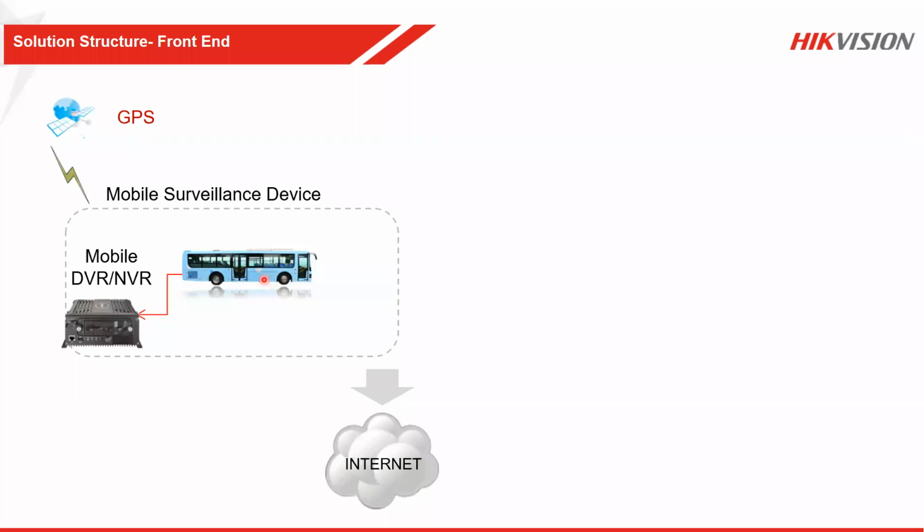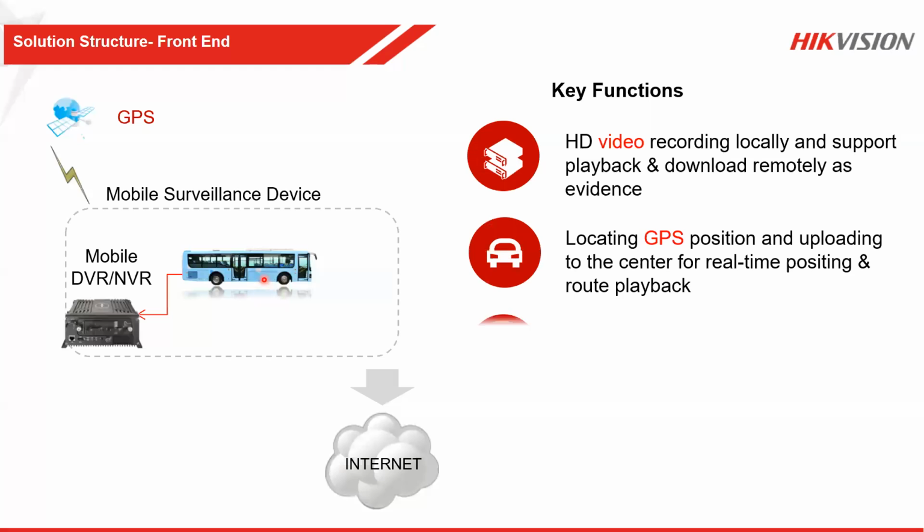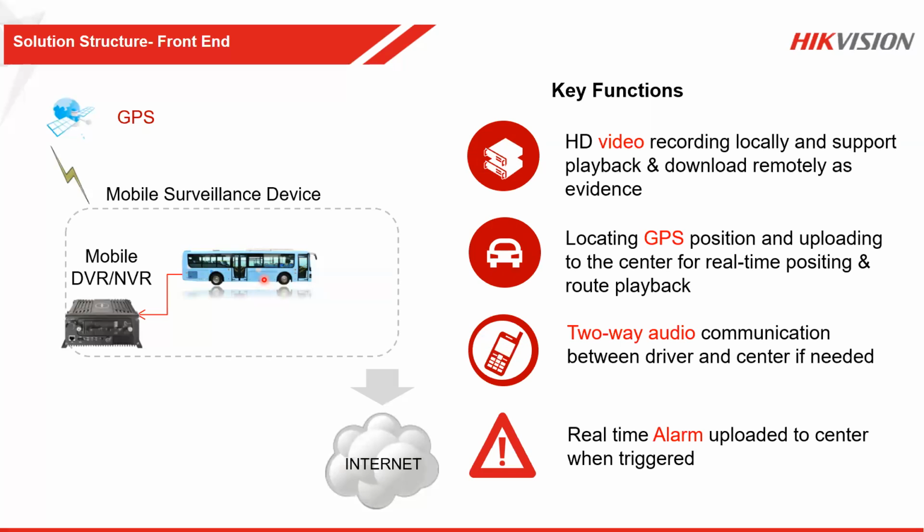So in our mobile DVR, some of the nice key functions are that we can have HD recording. So even on the analog side, 720p HD, and on the IP side, we can have up to 12 megapixel of HD recording. Built into the mobile DVR is also a GPS antenna, so you are able to have real-time tracking of your vehicles. Two-way audio using the intercom, like I mentioned, is a nice feature.